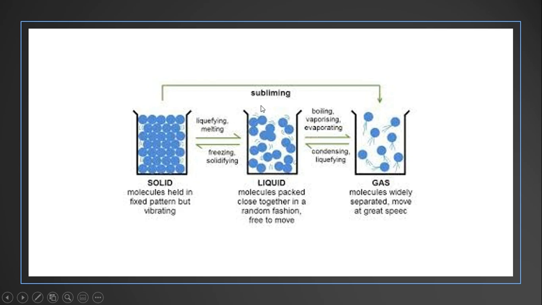If we go from solid to gas, that is called subliming or sublimation. An example of that is dry ice tends to do this. At room temperature, carbon dioxide as a solid will just skip the liquid phase altogether and go straight to a gas.